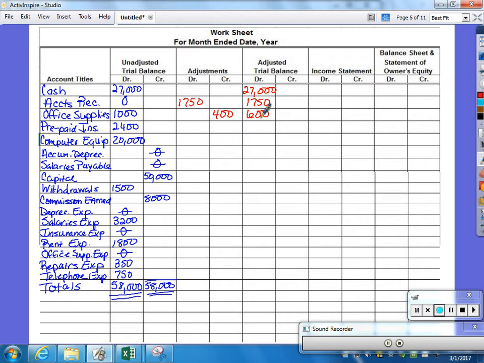Did prepaid insurance change? Yes. Increase or decrease? Decrease, how much? 133, which means the new balance is what? 2,267. Did computer equipment change? No, so we can just bring that balance over. 20,000.